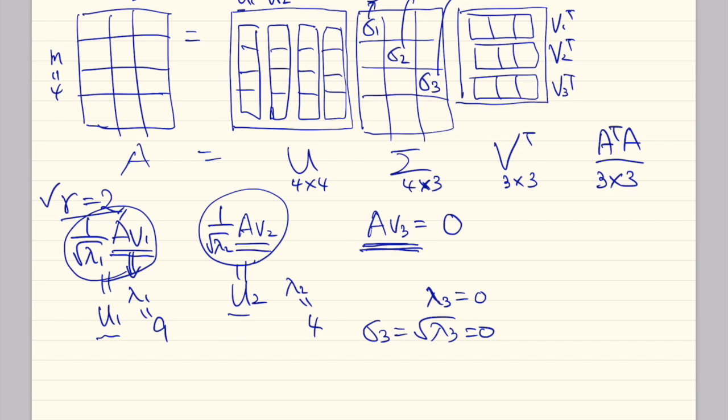So we obtained u1 and u2, but how can we obtain u3 and u4, which are not obtained as the output of the linear transformation by A using the eigenvectors of A transpose A as input? Even if we had a non-zero eigenvalue for the last one, lambda 3, we can normalize this vector to obtain u3, right? But there is no way to obtain u4, right?